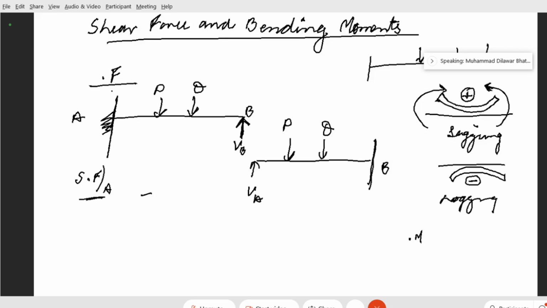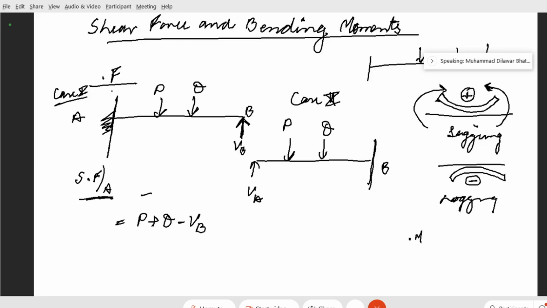Now, what is the difference between the two? The difference will certainly be in drawing the shear force diagram, right? Here, let's say this is your case 1 and this is your case 2. Whenever we have to calculate the shear force at point A, it will certainly be P plus Q minus VB. This will be your shear force.